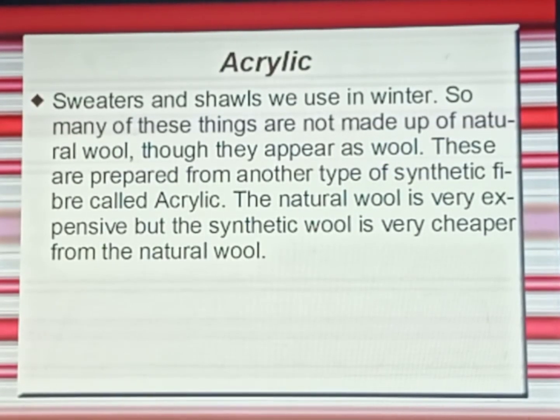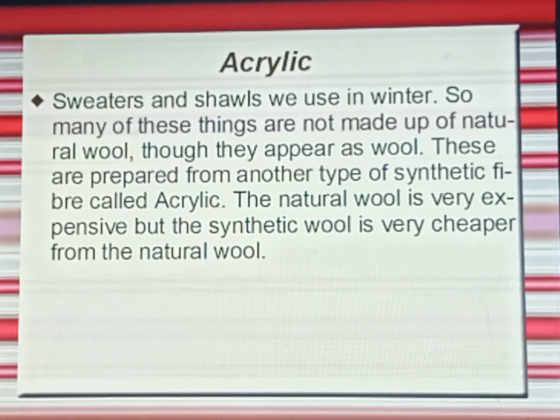Now we come to acrylic. Sweaters and shawls we use in winter. Many of these things are not made of natural wool. Though they appear as wool, these are prepared from another type of synthetic fiber called acrylic. The natural wool is very expensive, but the synthetic wool is much cheaper than the natural wool.